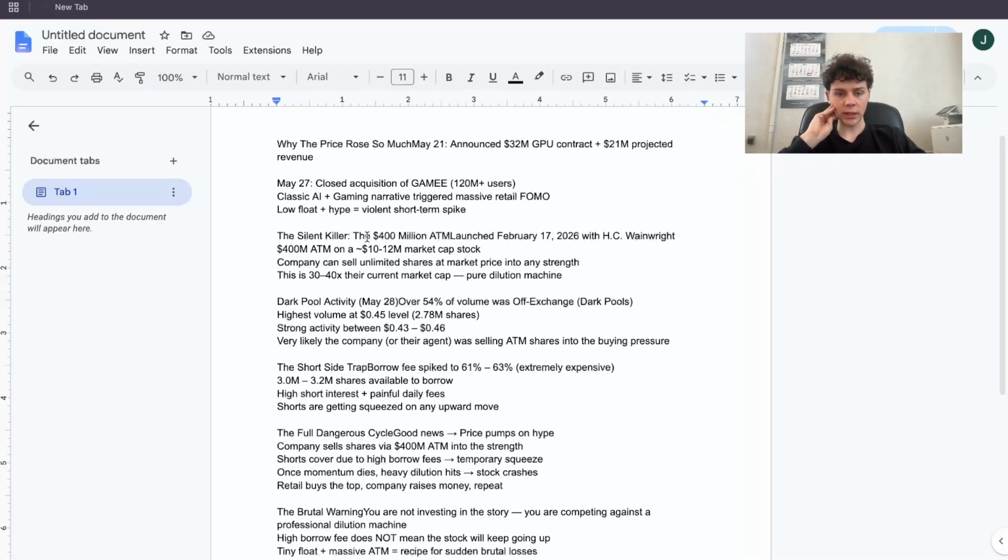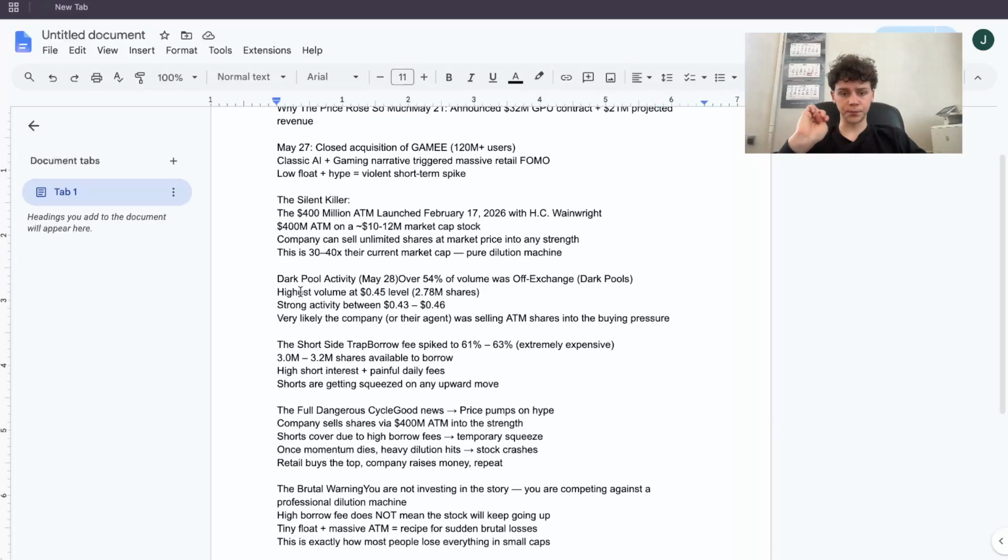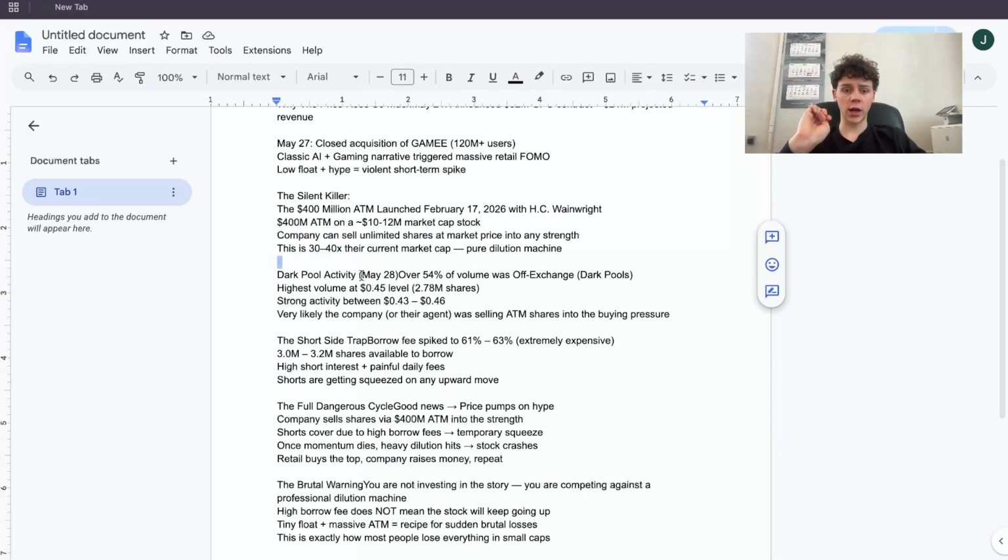So the silent killer in this case, what could really dilute you, is they have a 400 million ATM from February 17th, and from what I remember, they haven't really disclosed selling almost any of the ATM in the past prospectuses or 8Ks that they have submitted. And it's 30 to 40 times their market cap, the ATM size.